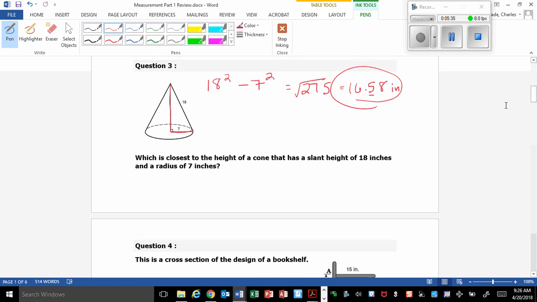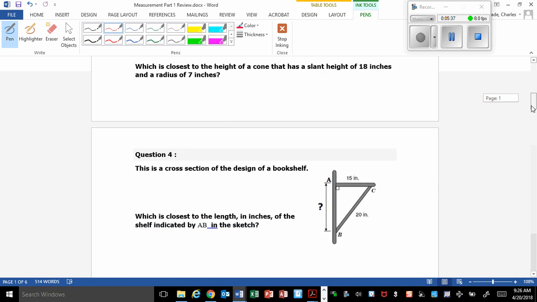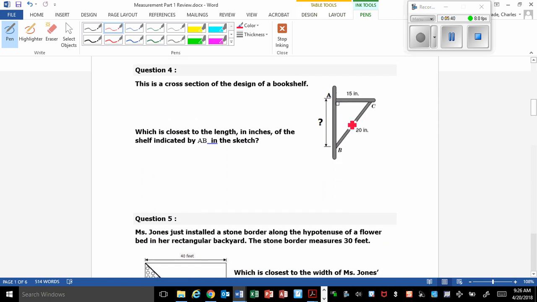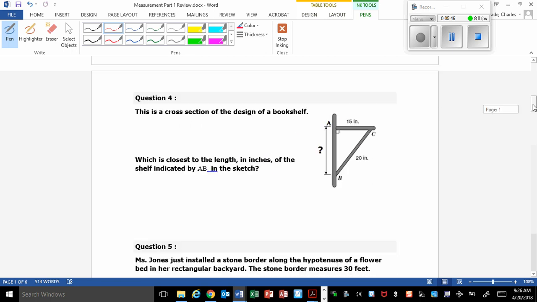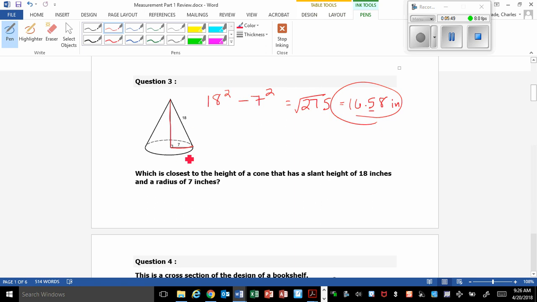All right, let's go to 4. Let's see what that one is. All these Pythagorean theorem ones, you're going to have a right triangle somewhere. You just got to be able to see it, whether it's obvious or not. Like in this one, it might not be so obvious, but at least they've drawn it out for you.